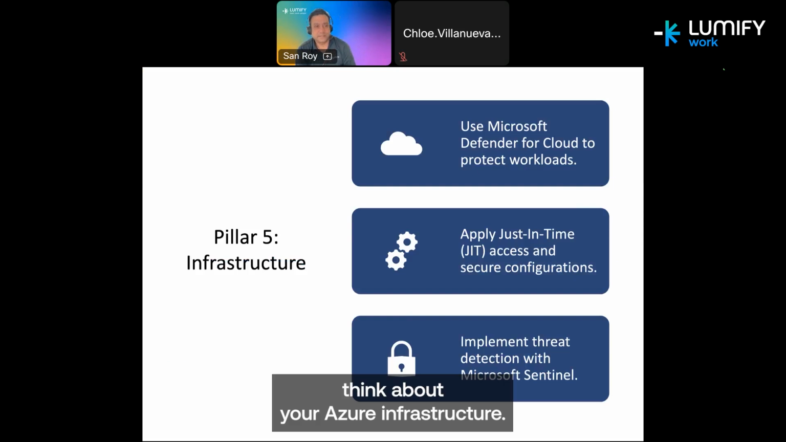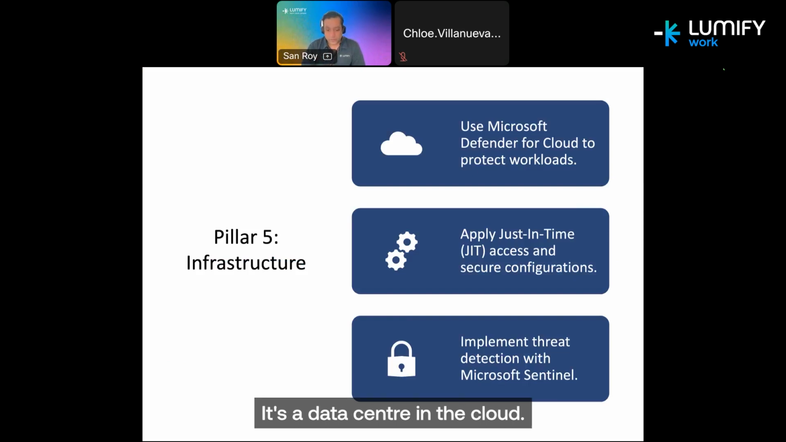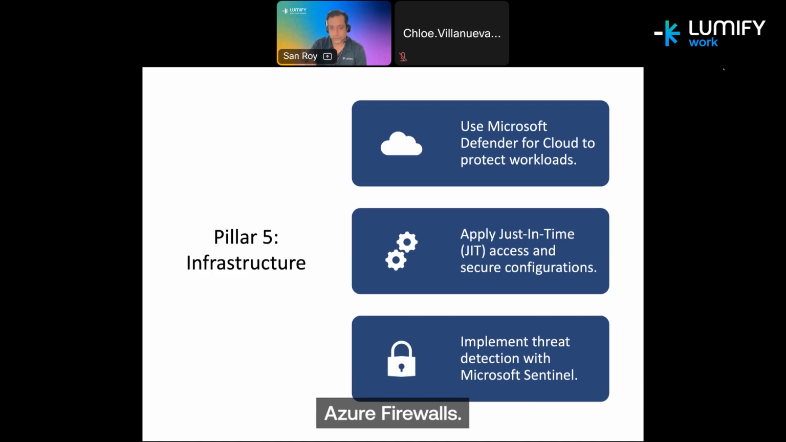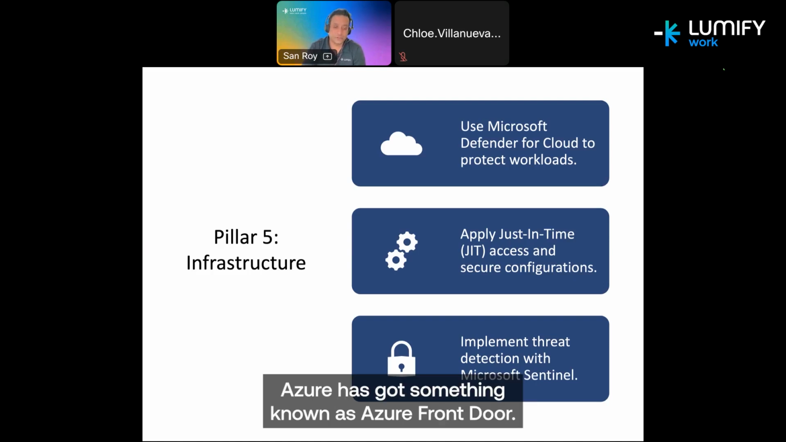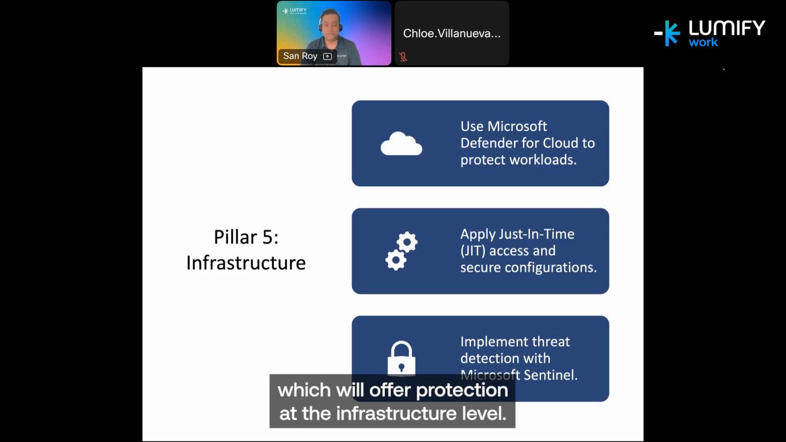Like for instance, think about your Azure infrastructure. So Azure is what? It is nothing but your infrastructure hosted in the cloud. It's a data center in the cloud. Your infrastructure itself can be protected by deploying Azure firewalls. Azure has got something known as Azure Front Door. We can configure things like Bastion hosts in Azure. We have got DDoS protection plan in Azure, which will offer protection at the infrastructure level.